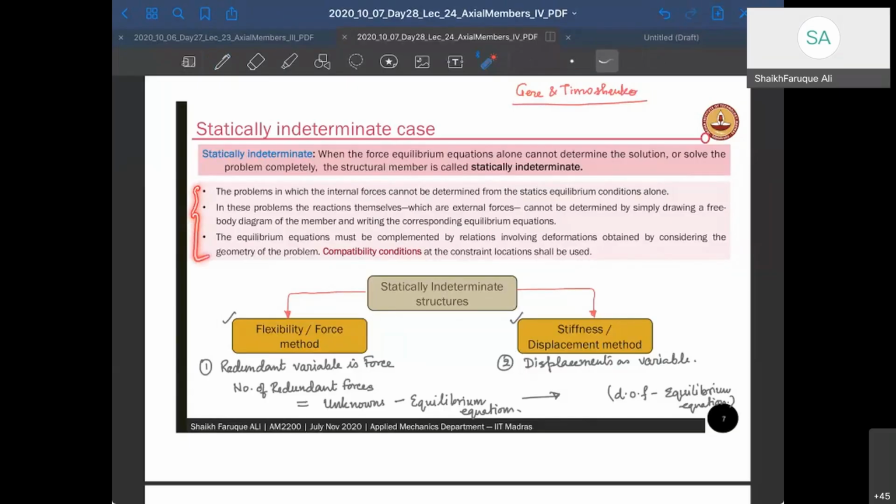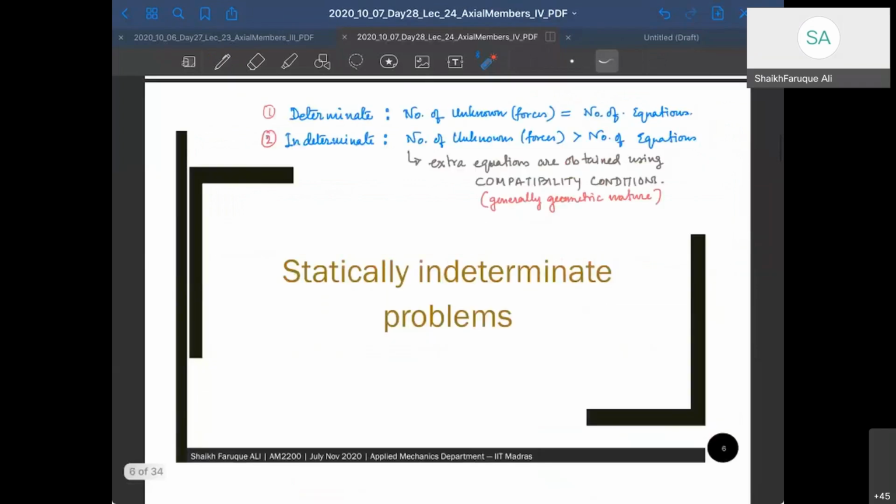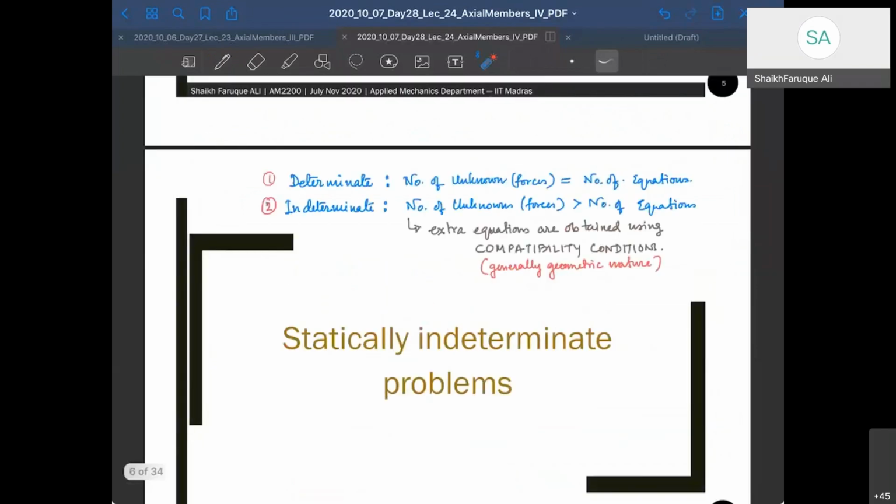One small question. I have discussed two conditions here. One is when the number of unknown forces is equal to the number of equations. That is called determinate, and we can solve it using equilibrium conditions, right? You can draw a free body diagram and put your equilibrium equations into it, and then you will finally get the reaction forces or unknown forces. So in the case of indeterminate structures, where the number of unknown forces is greater than the number of equations, you get the extra equations needed to solve the problem using compatibility conditions.